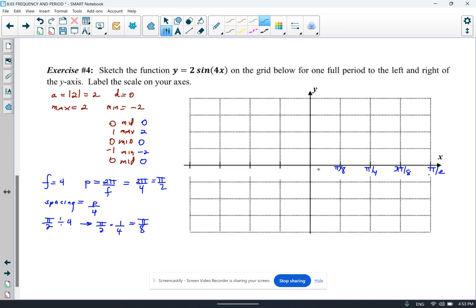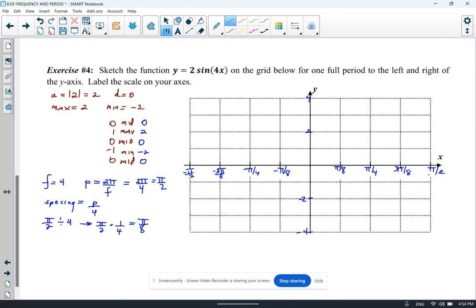On the left side, to get the values, you're just going in the opposite direction. So it's negative pi over 8, right? Negative pi over 4, negative 3 pi over 8, and negative pi over 2. And just like the x-axis, the y-axis has to be labeled. So every box is worth 1. So I'm going to label this 2, 4, and this negative 2, negative 4. And now I'm ready to graph.